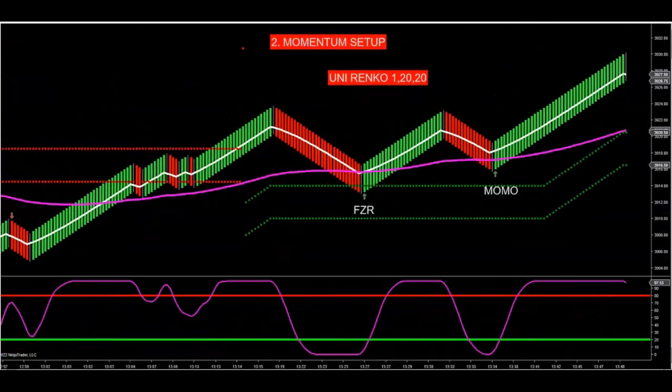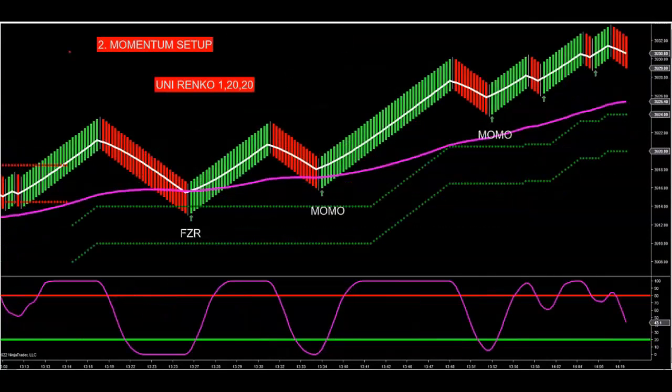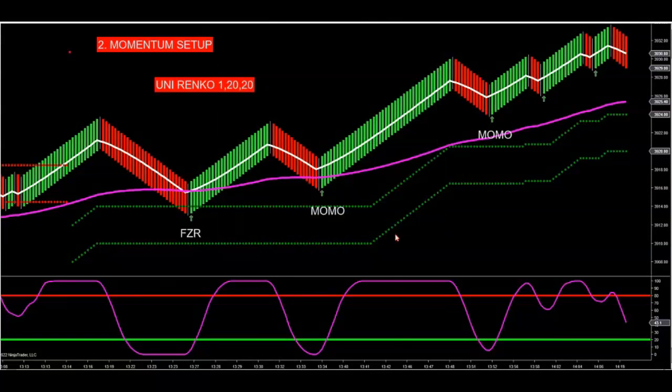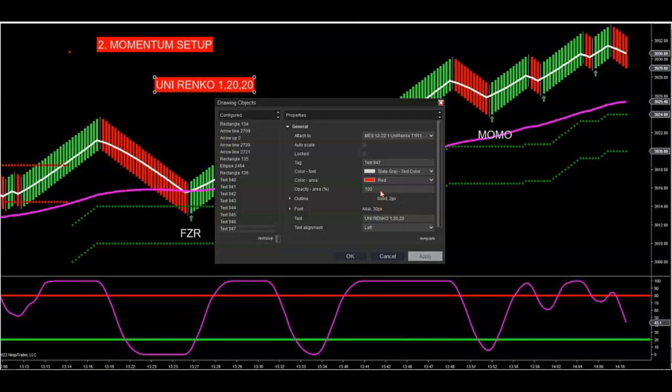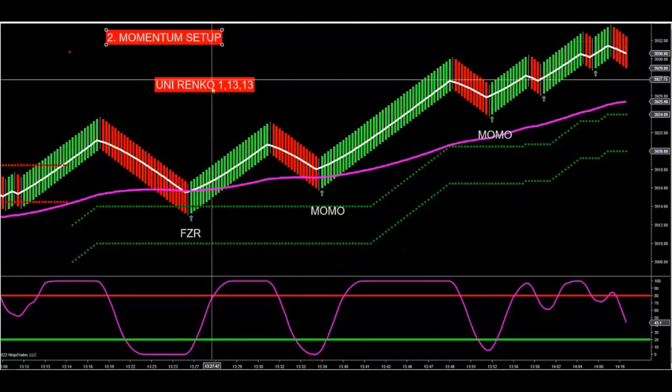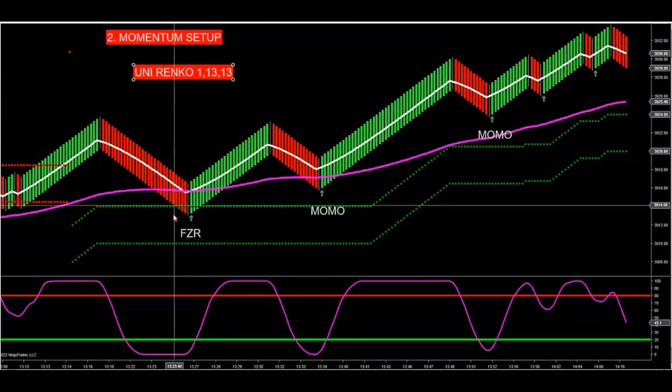So going back to what I just showed you, here is the 113.13. I just showed you the 120.20. So now we've got a 113.13, which is a smaller time frame with smaller stops. But I want to show you the same price action. Now it's a 113.13. You still look for the two same setups, smaller time frame.